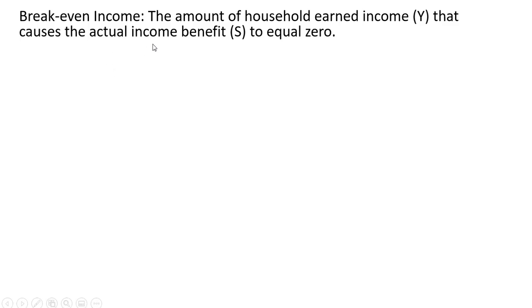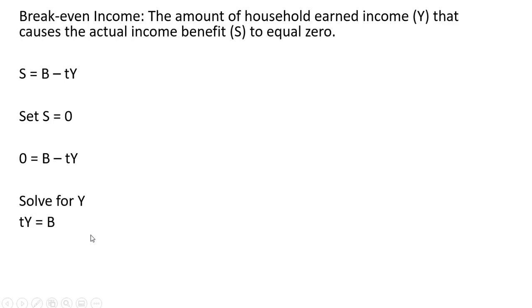Now let's talk about this break-even income concept, the amount of household earned income, y, that causes the actual income benefit to equal 0, drop to 0. So after a certain level of earned income, the household will no longer be eligible for welfare public assistance. We want to find that level of income, or the so-called break-even level of income. So here's our formula we've been working with, setting the left-hand side of the equation equal to 0. And now solving for y, moving some things around and dividing through by the tax, we have our break-even level of income.